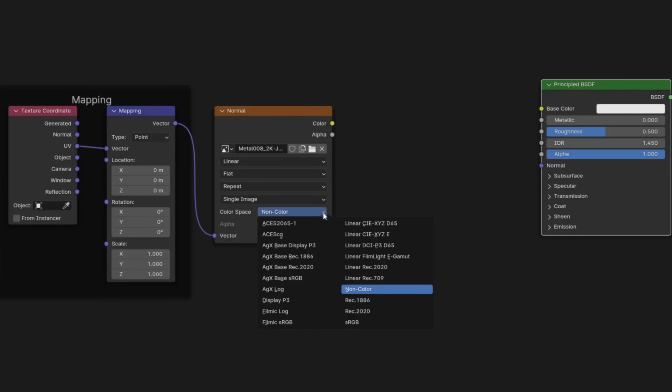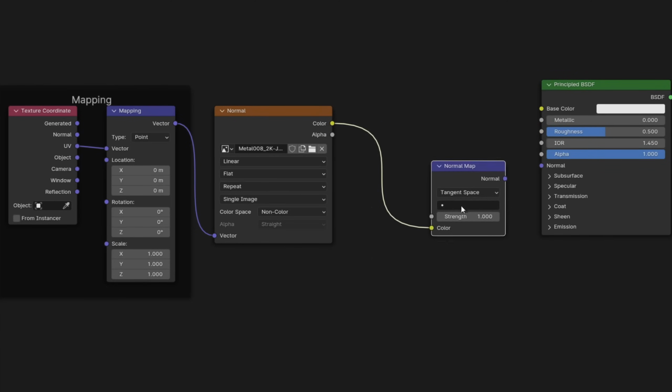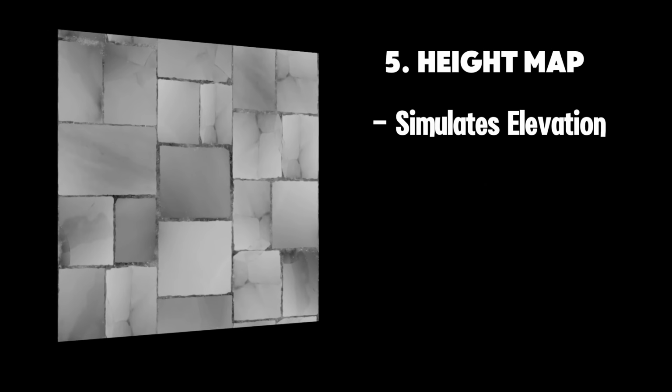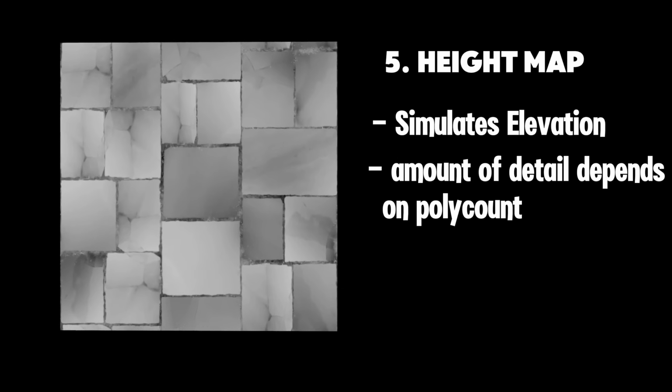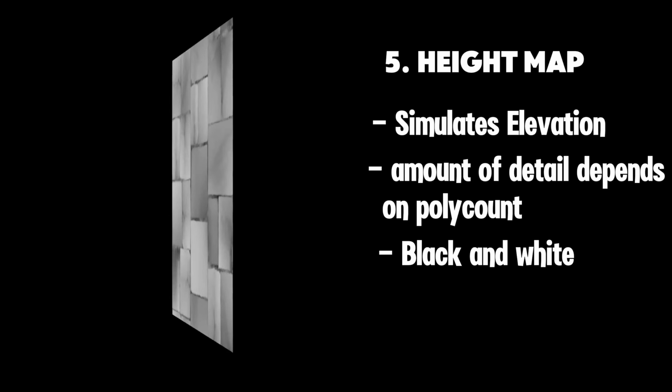Again, make sure to switch the color space to non-color, and the map is connected to the normal map node and then into the shader's normal socket. Now let's talk about how to actually displace geometry by using a height map. A height map, also known as a displacement map, is a black and white texture that contains elevation data for physically accurate microdisplacement.